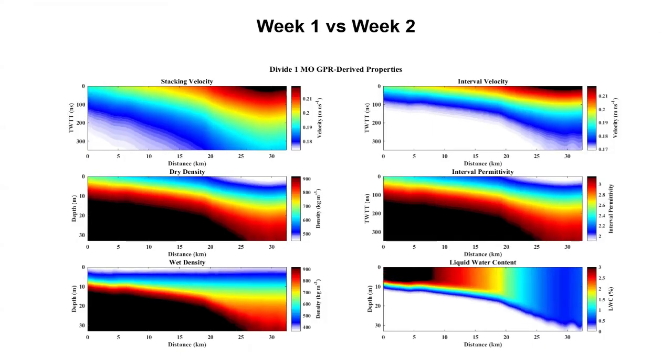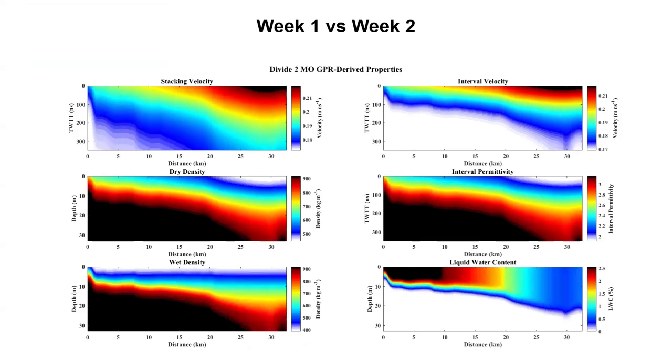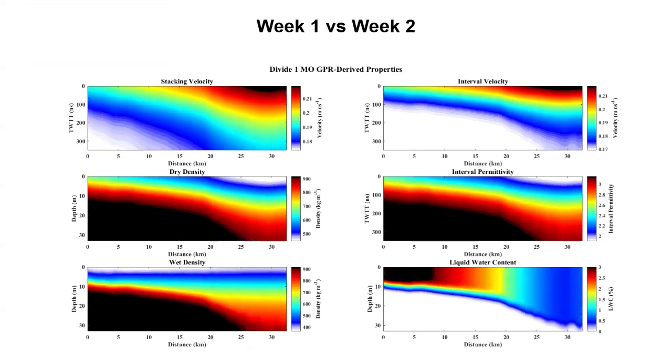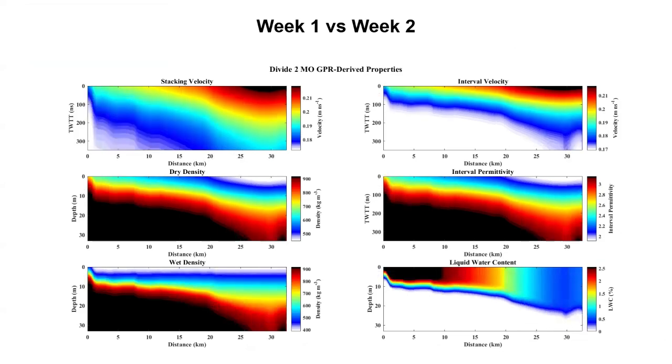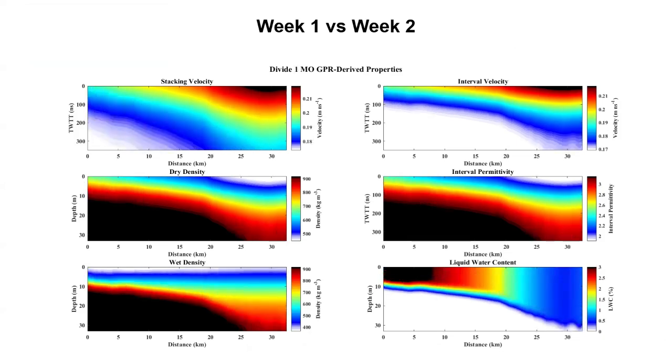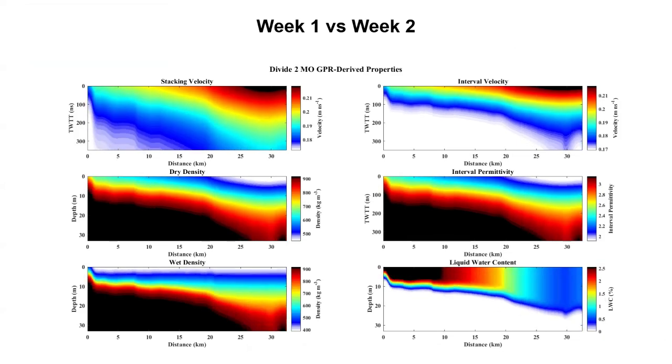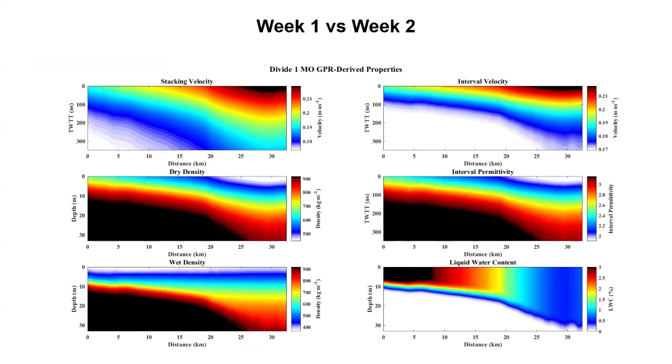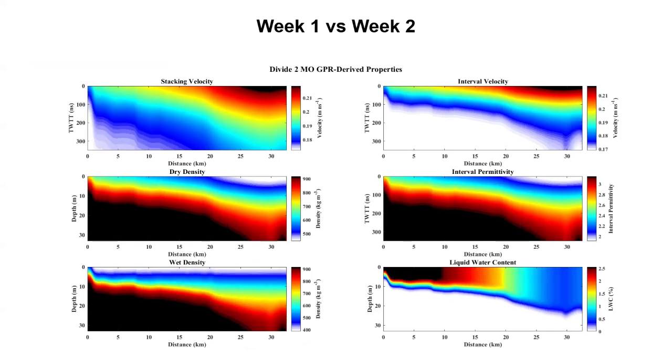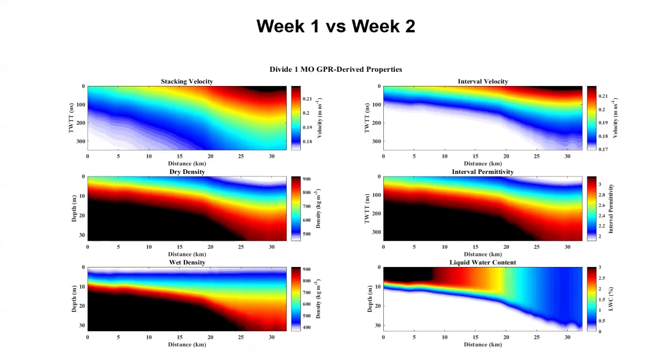From the multi-offset system, we can estimate the stacking velocity, or the bulk velocity, the interval velocity, or the average velocity of a layer, the dry density, permittivity, wet density, and liquid water content, the entire depth profile across the transect. Here, I'm flipping between the models from our first and second acquisitions. The velocity models are measured directly from the radar, while the permittivity is calculated directly from the interval velocity. Dry and wet densities and liquid water content are computed through a two-phase dielectric mixing model called the complex refractive index method and contains inputs from our in situ core measurements.